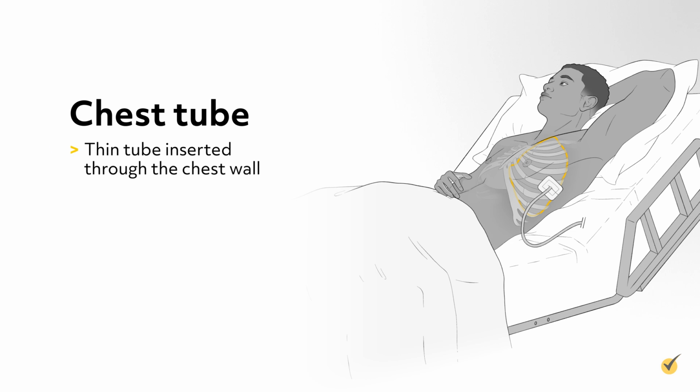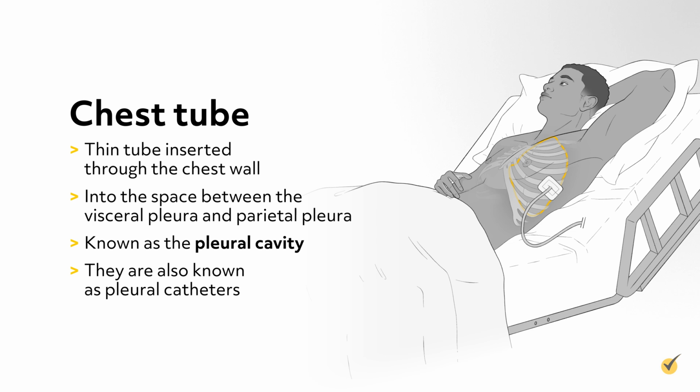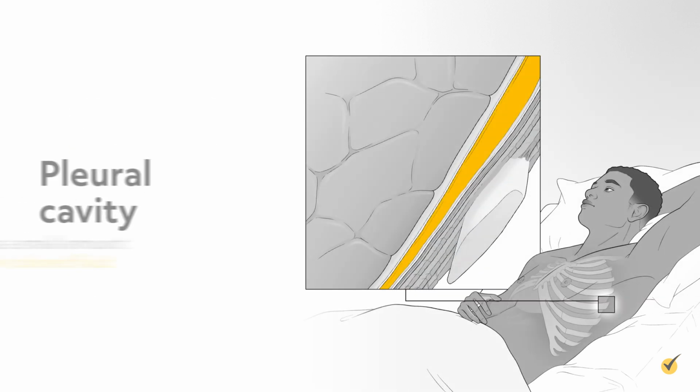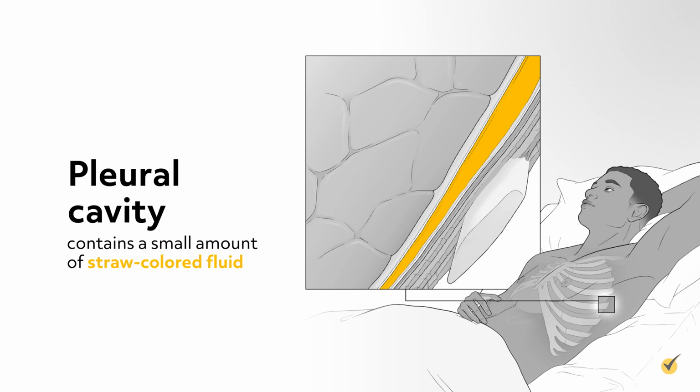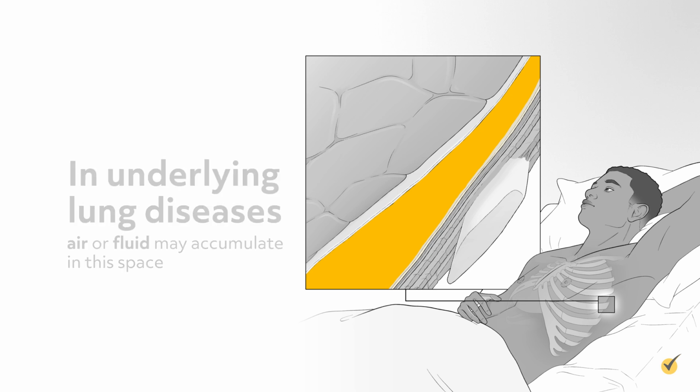A chest tube is a thin tube inserted through the chest wall into the space between the visceral pleura and parietal pleura, known as the pleural cavity. They are also known as pleural catheters. The pleural cavity normally contains a small amount of straw-colored fluid. However, in underlying lung diseases, air or fluid may accumulate in this space.